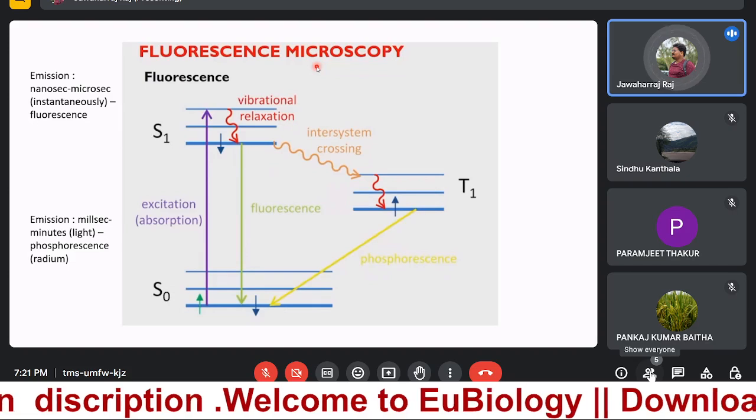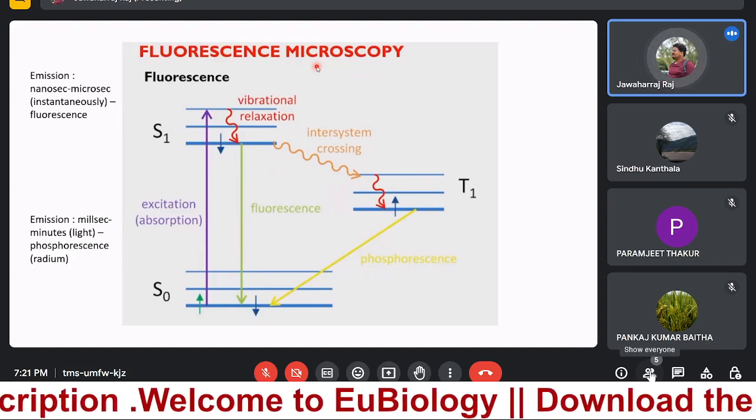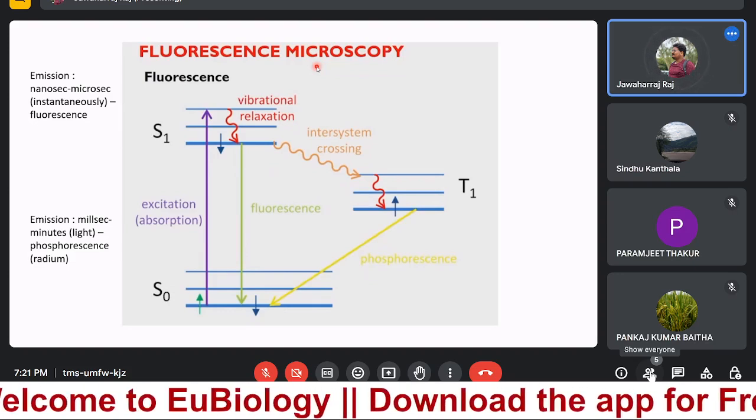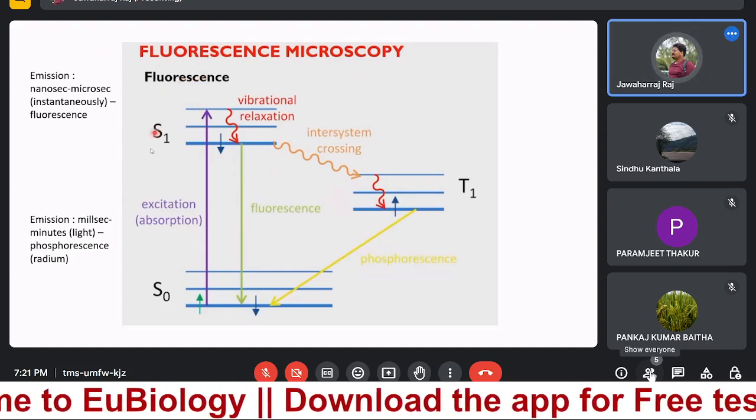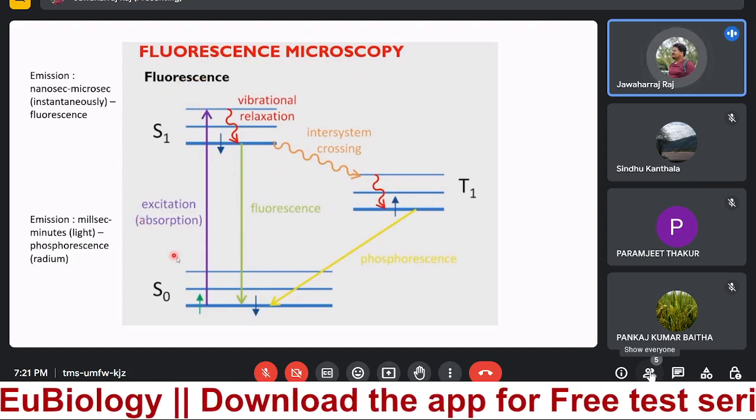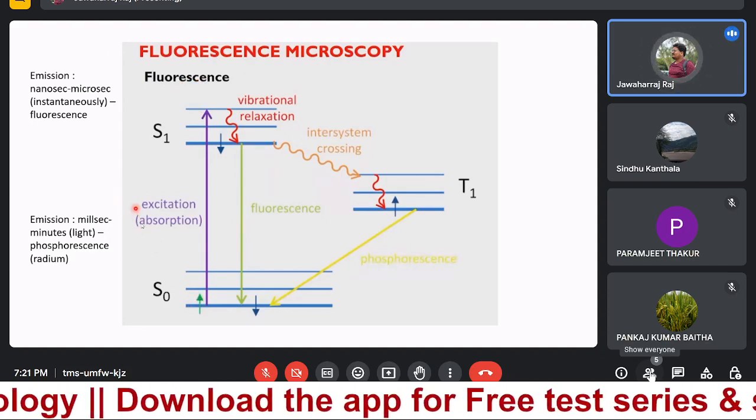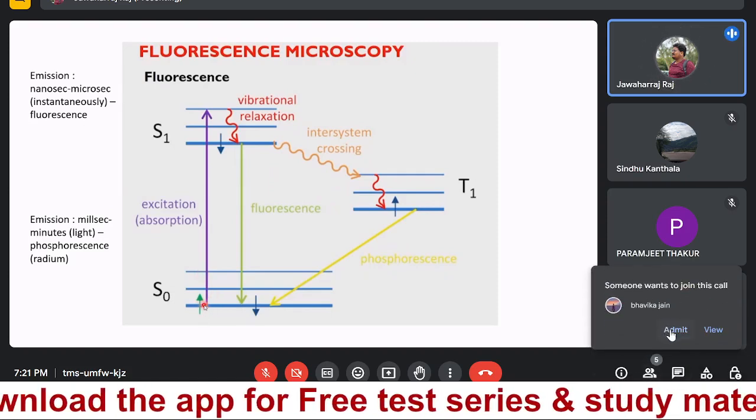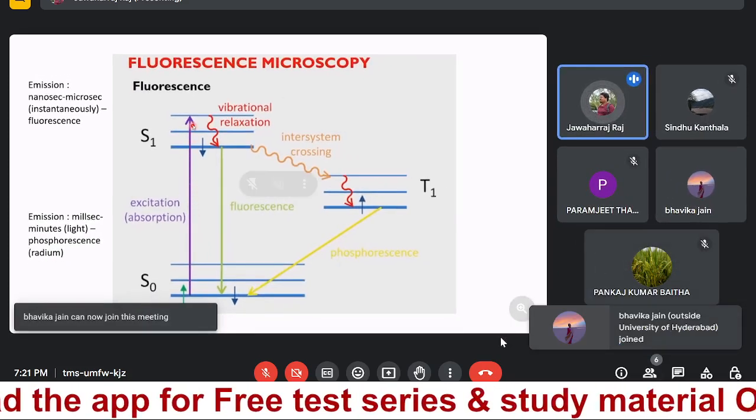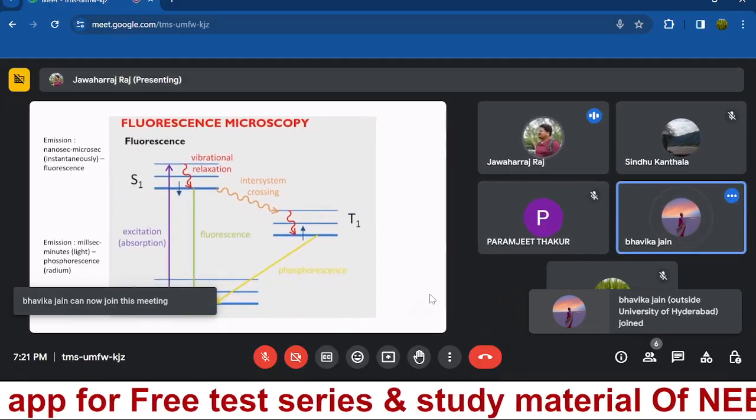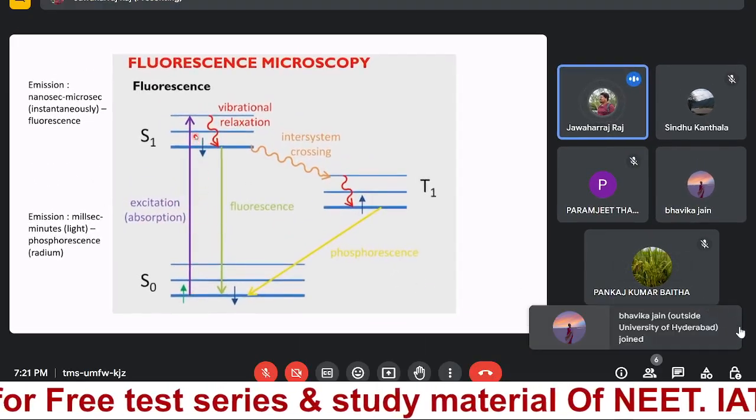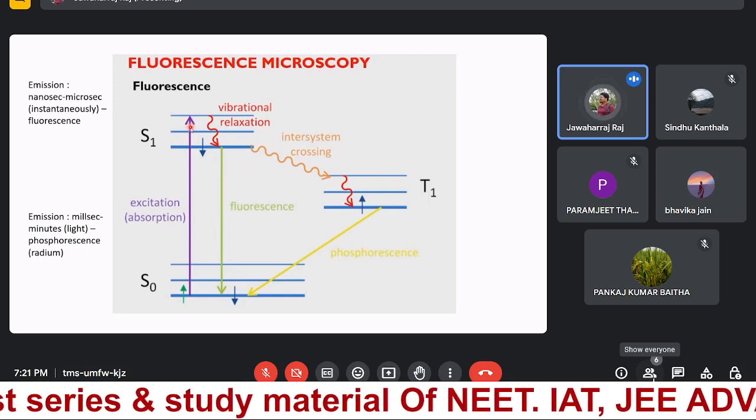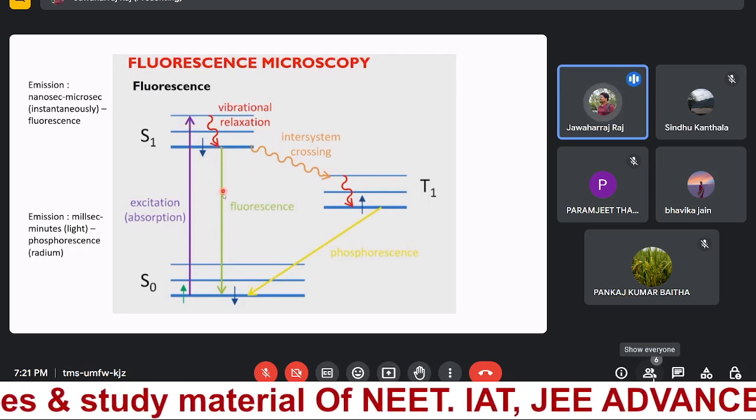I will just give a glance and clear important aspects regarding fluorescence microscopy so that you will understand confocal microscopy. Now, what is fluorescence? Whenever a light falls on an atom, the electrons present in it will jump to the higher excited state. Now, what will happen after jumping? They will come back to their ground state.